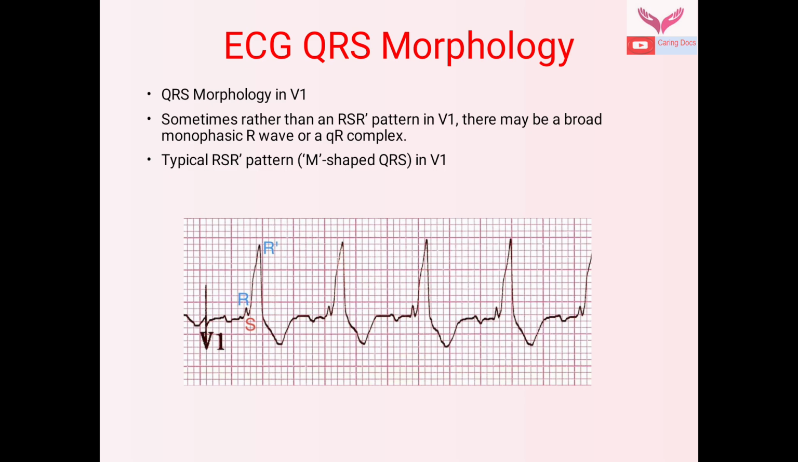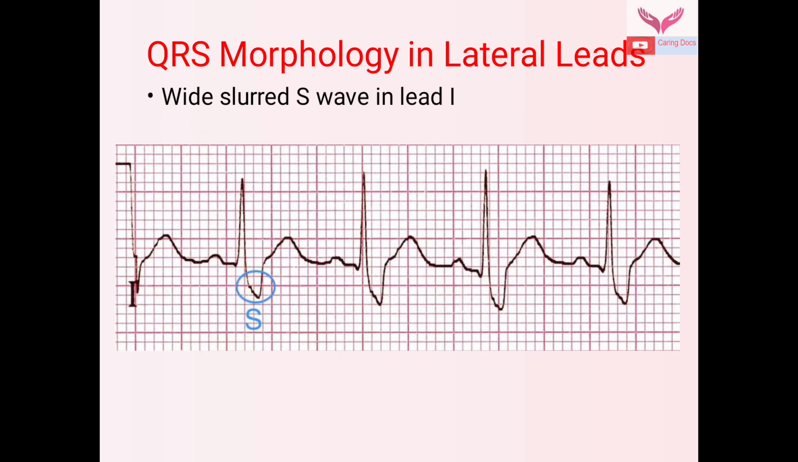In this ECG, if we look at the QRS morphology in V1, it is an RSR-dash pattern. Sometimes, rather than an RSR-dash pattern in V1, a broad monophasic R wave or QR complex may also be seen. So the typical RSR-dash or M-shaped pattern in V1 is mostly seen, but at times we can get a monophasic R wave or QR complex in V1.